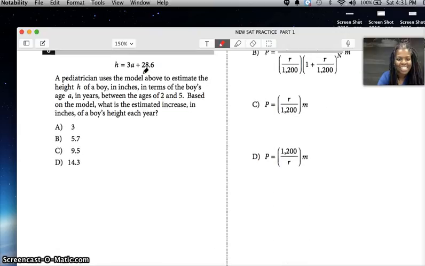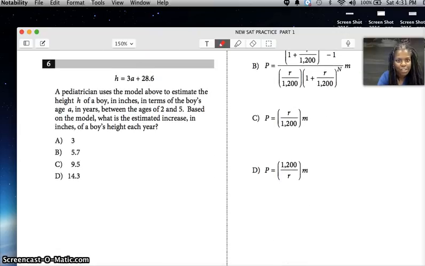Let's look at number 6. In number 6, let me give you the answer. So my answer is A, and we're going to, again, kind of analyze an equation like we did in the last problem, a couple problems ago.